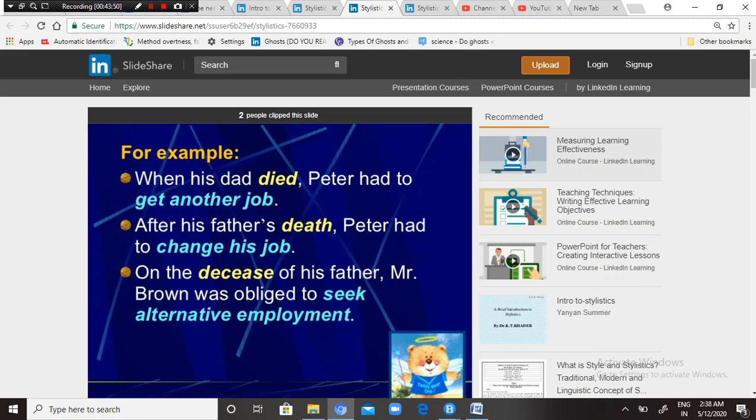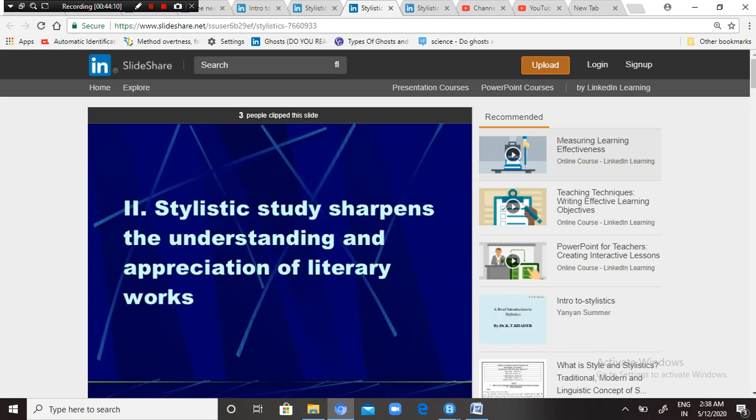For example: when his dad died, Peter had to get another job. After his father's death, Peter had to change his job. On the decease of his father, Mr. Brown was obliged to seek alternative employment. Stylistic study sharpens understanding and appreciation of literary work.